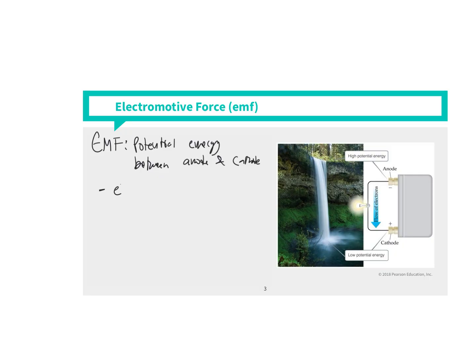Electrons are basically pulled from the anode to the cathode. It always goes in that direction. It's always anode to cathode. It does not go in the opposite direction, just like you see in this diagram here.